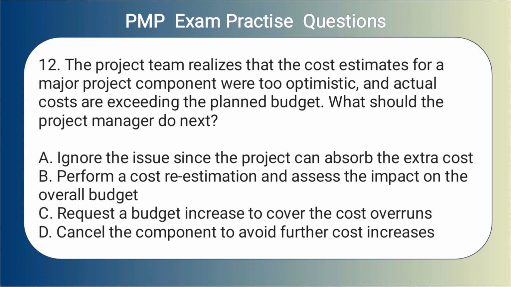12. The project team realizes that the cost estimates for a major project component were too optimistic, and actual costs are exceeding the planned budget. What should the project manager do next? A. Ignore the issue since the project can absorb the extra cost. B. Perform a cost re-estimation and assess the impact on the overall budget. C. Request a budget increase to cover the cost overruns. D. Cancel the component to avoid further cost increases.